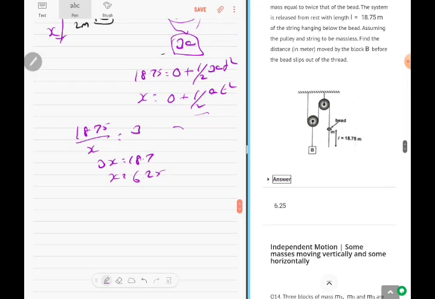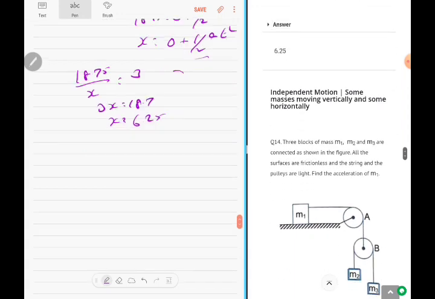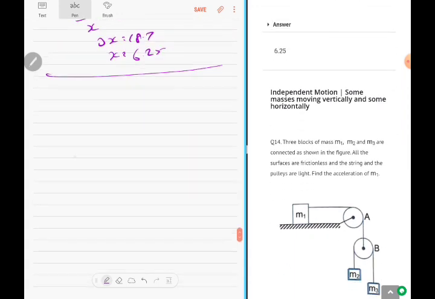So let's go to the next question. It's not an easy question. That is a very, very difficult sum. I hope you can understand. If you don't follow it, I can teach you in the class.